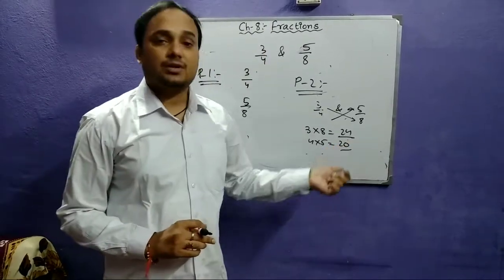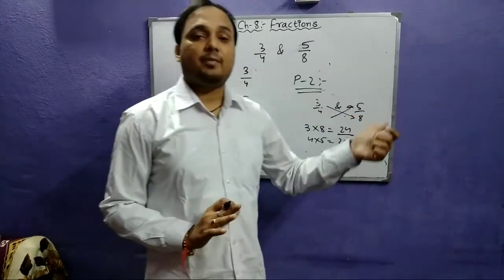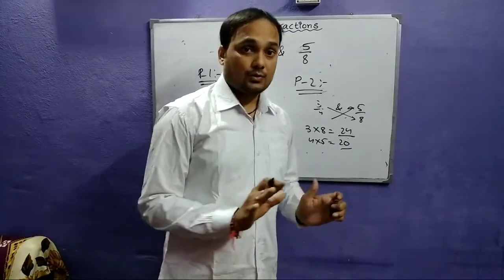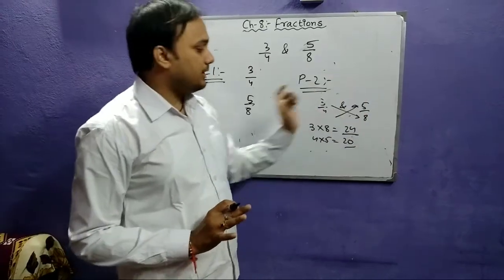Here I am getting the values as 24 and 20. Since they are not the same, these fractions 3 by 4 and 5 by 8 are not equivalent. So this is process number 2, a very easy process, you just have to multiply in this manner.